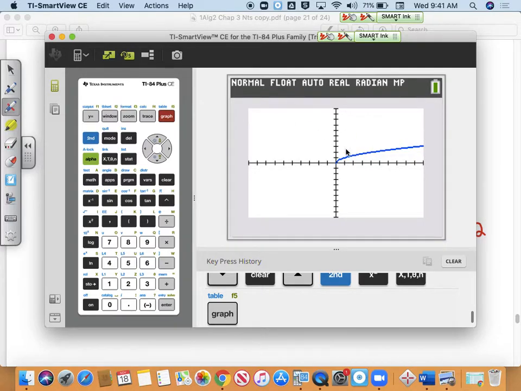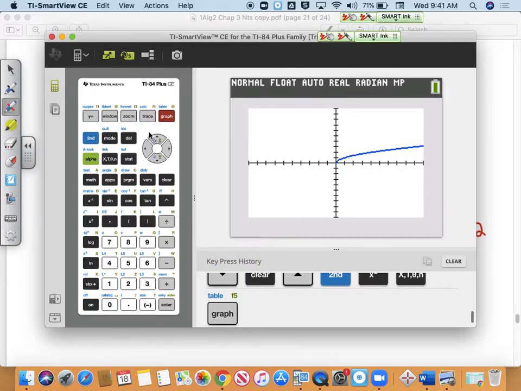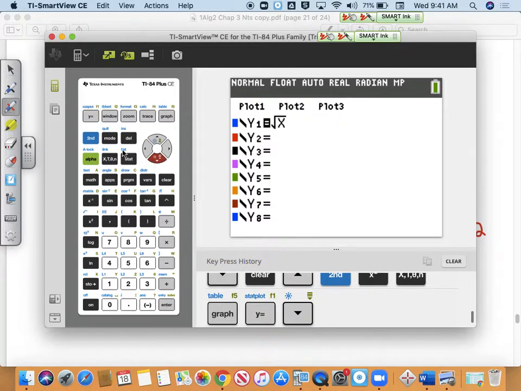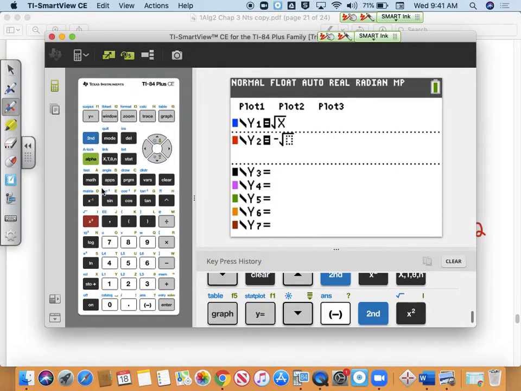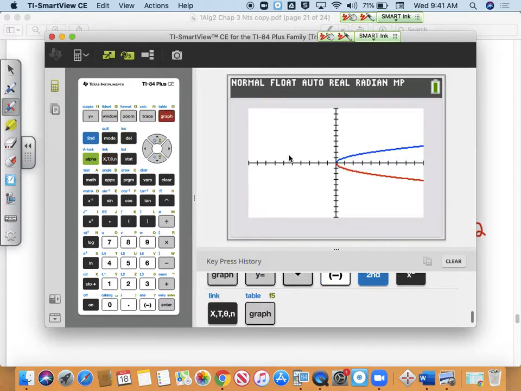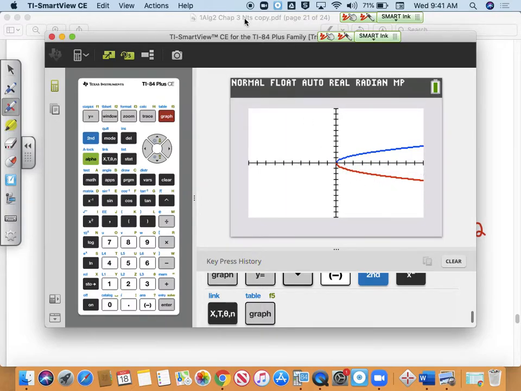If I want to flip this over the x-axis, then all I need to do is put a negative symbol in front of the square root of x function, hit graph, and then in red I can see that this function is also graphed here. It's just flipped over the x-axis.